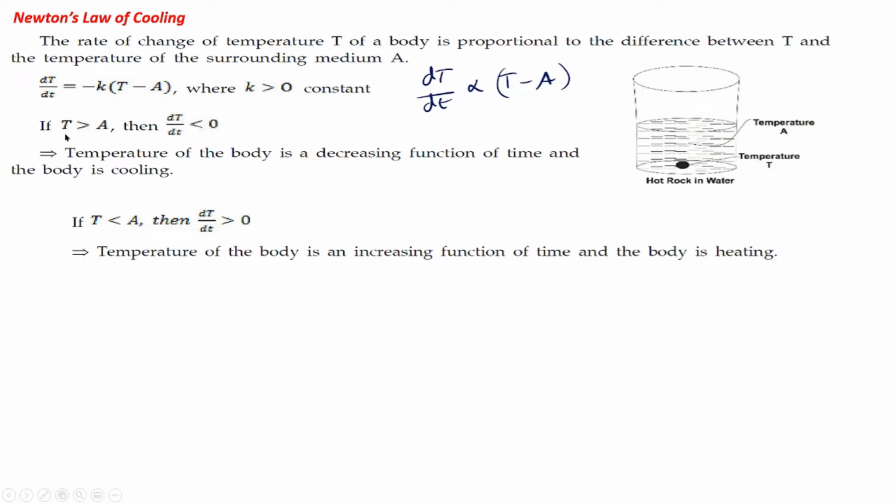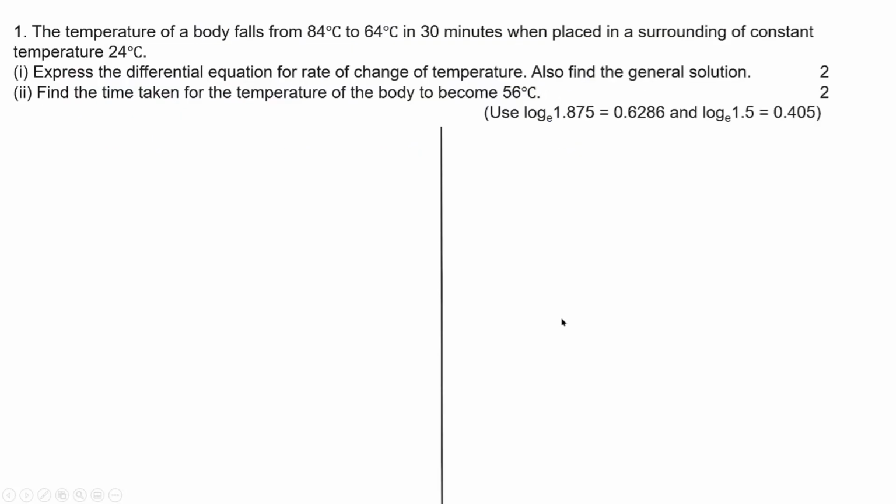If T is greater than A, then we have dT/dt less than 0, which means the temperature of the body is a decreasing function of time and the body is cooling. On the other hand, if the temperature of the body is less than the temperature of the surrounding, then we will have dT/dt more than 0. It means the temperature of the body is an increasing function of time and the body is heating. And now we will see a problem based on this.